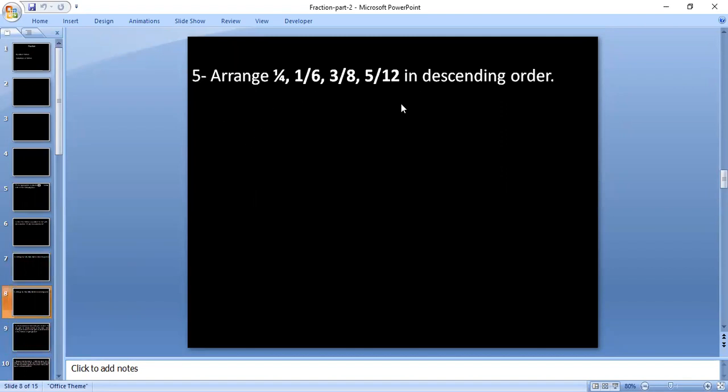Arrange these in descending order. So the same process you should follow here. You should find the LCM of the denominators of all these. That means here the denominators are 4, 6, 8 and 12.